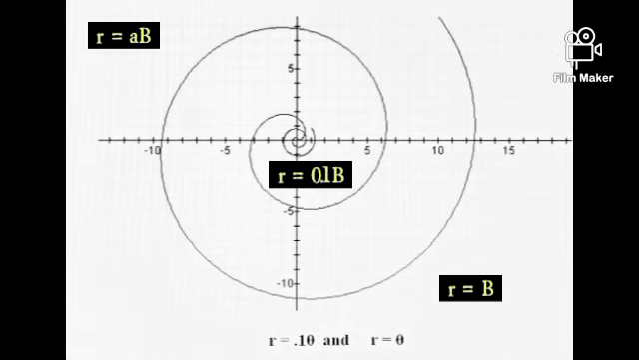spiral. In general, the smaller the value of a in the polar equation r equals ab, the tighter is the Archimedean spiral. And the larger the value of a in the polar equation r equals ab of the Archimedean spiral, the wider is the Archimedean spiral.